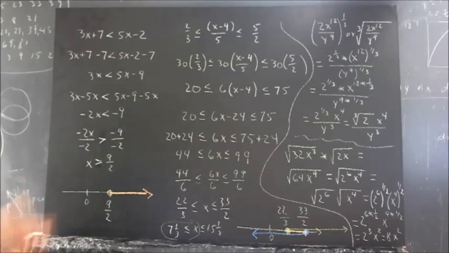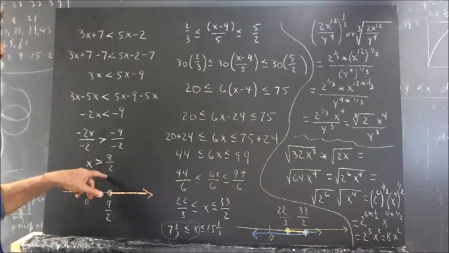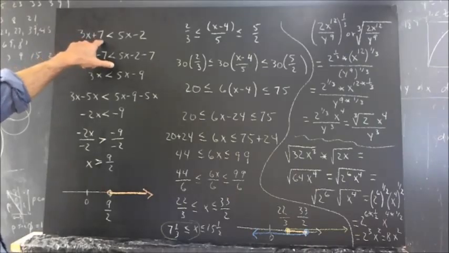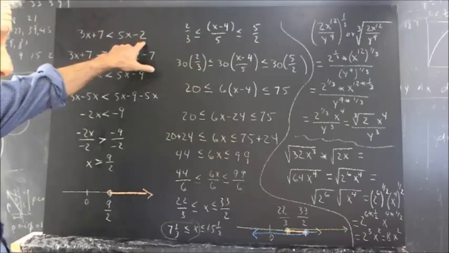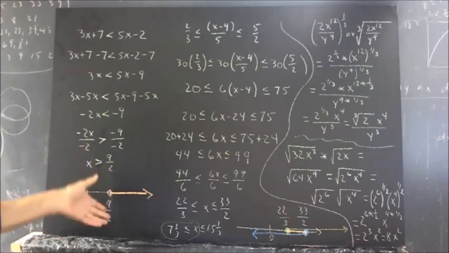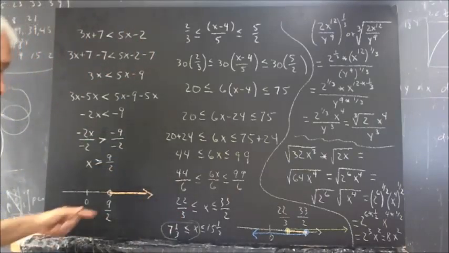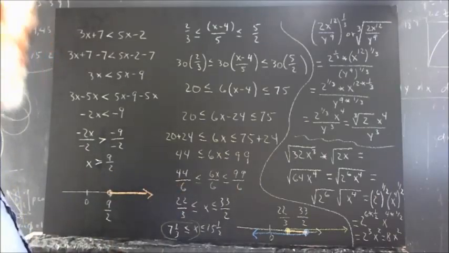Just to make sure we've got a decent solution, we could plug in, let's say, 5, which is just a little bigger than 9 halves, and we would get 15 plus 7, which is 22, and 25 minus 2, which is 23, so 22 less than 23. So if x equals 5, this is satisfied. 5 is on this side of 9 halves, so we're pretty sure we're on the right side of 9 halves.